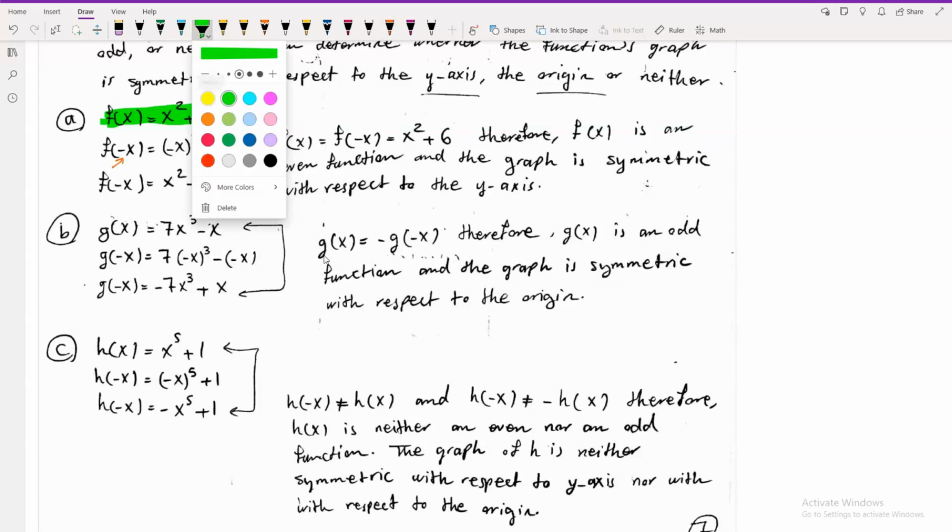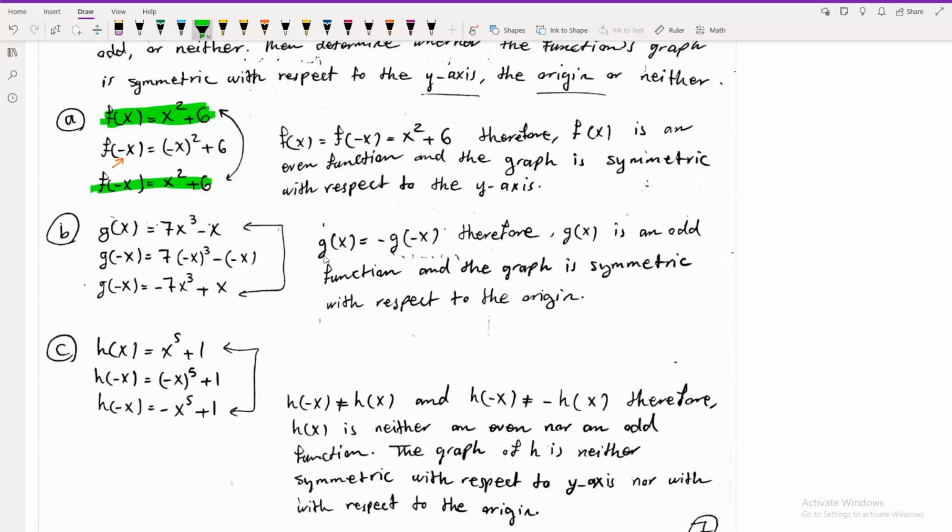And then compare the one that was given with what we have here. We have exactly the same thing. So it is x squared plus 6 for both f of x and f of negative x. This means f of x is equal to f of negative x. And because of that, we have an even function. So this is symmetry with respect to the y-axis.